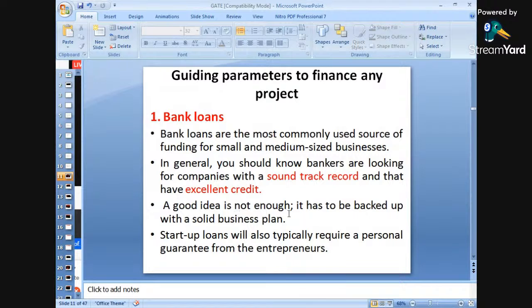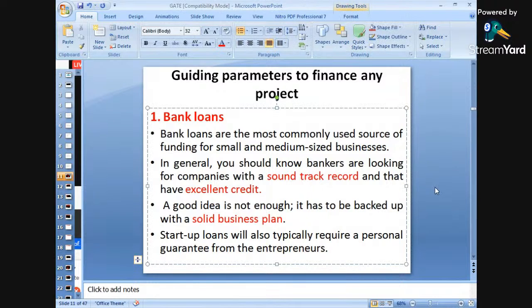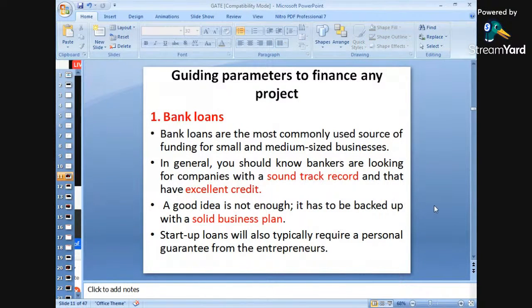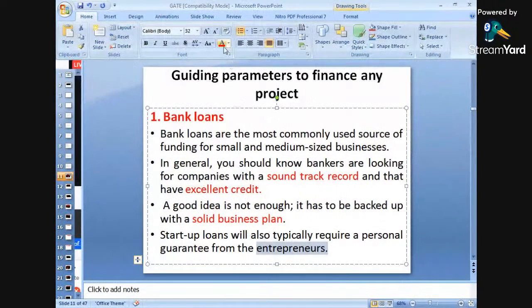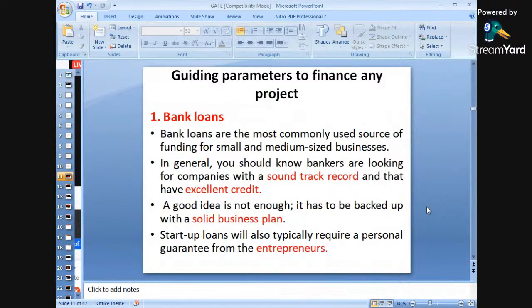Bankers say a good idea is not enough. It has to be backed up by a solid business plan, and a proper business plan must also be shown in order to arrange the amount from the bankers. Startup loans will also typically require a personal guarantee from the entrepreneurs. A small amount will also be required as a guarantee from entrepreneurs who want to start a particular type of project, or take an initiative regarding any construction or manufacturing industries. So startups will always require some amount, which will be taken care of by the bankers.